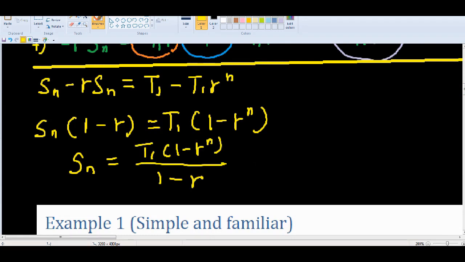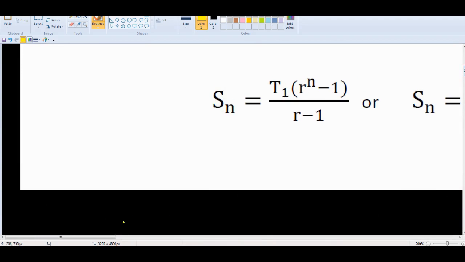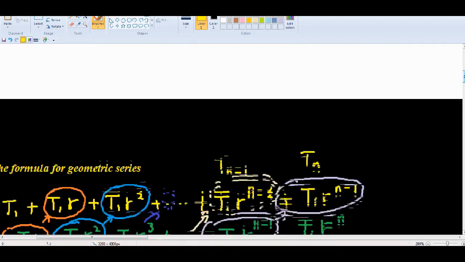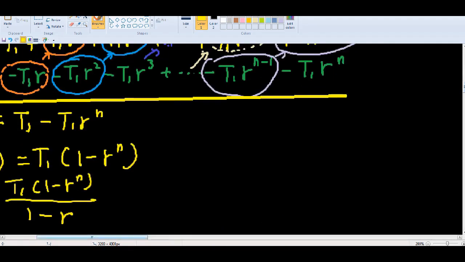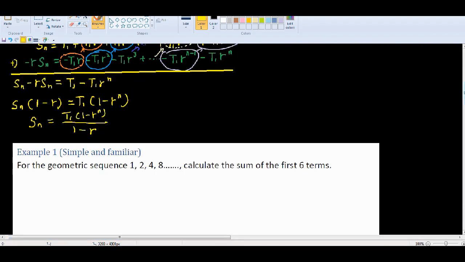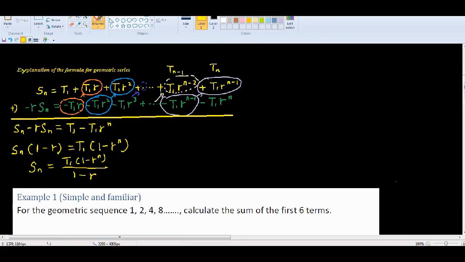After this, you can see this is the formula of one of the two versions. This is the second version, right? But as I have said, the two versions are equivalent, so that means we have proven the formula for geometric sequences, for geometric series. Is that all right?